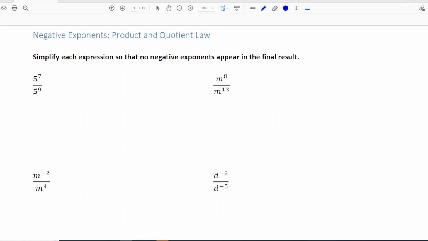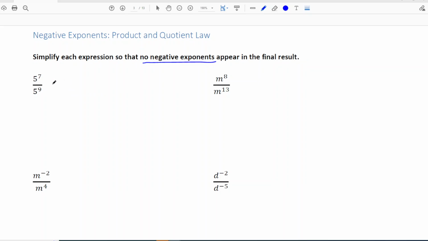In this next video, we are going to look at negative exponents, but combine that with product and quotient laws. So we're going to simplify each expression so that no negative exponents appear in the final result.